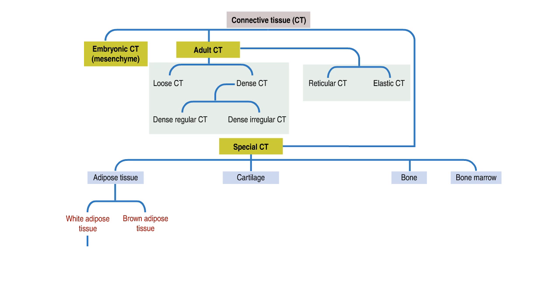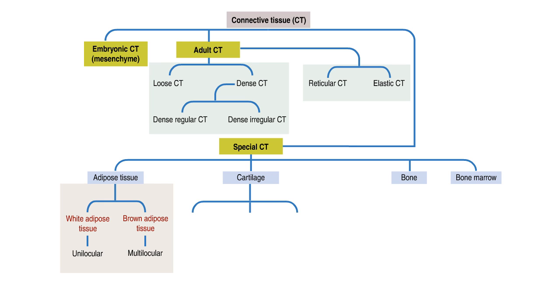White adipose tissue is unilocular. Adipose cells contain a single lipid droplet that occupies most of the cytoplasm and displaces the nucleus to the periphery of the cell. In contrast, brown adipose tissue is multilocular. Adipose cells contain multiple lipid droplets in addition to abundant mitochondria.